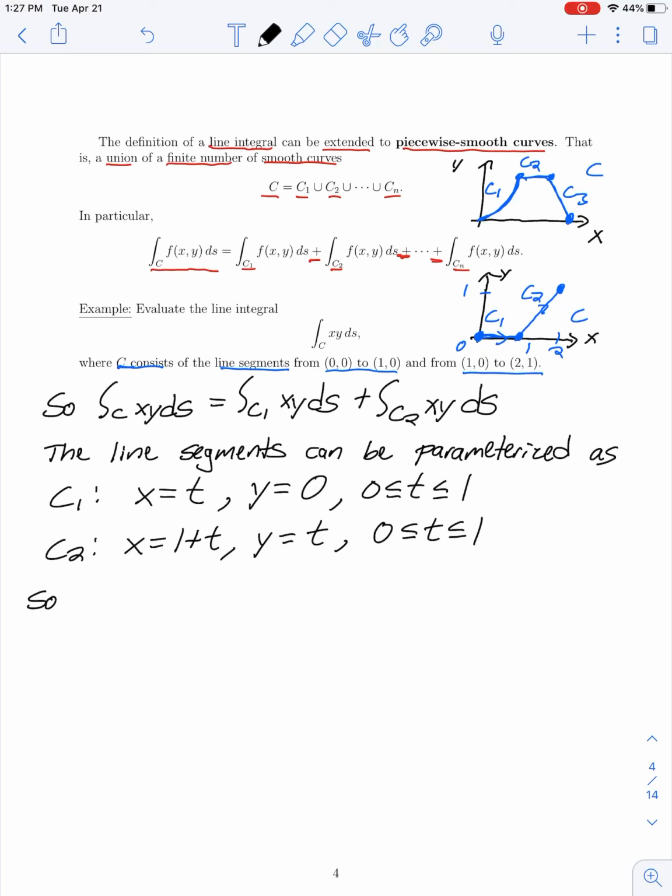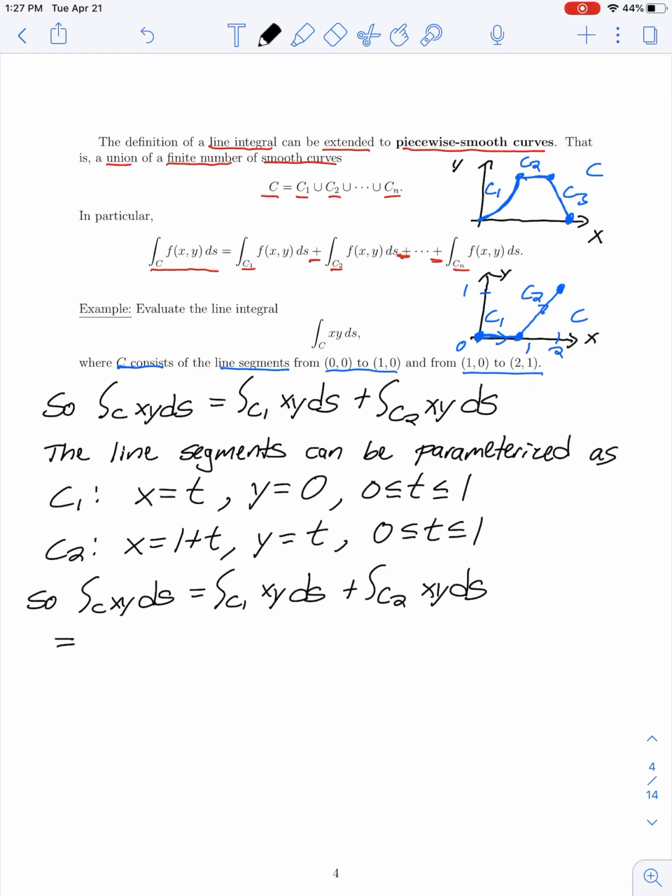So going back to our line integral problem, we have the line integral of xy with respect to s over the curve C, again, is given by the sum of the line integrals over these two piecewise smooth, or over these two smooth line segments, C1 and C2. So let's set up integrals for each of these.